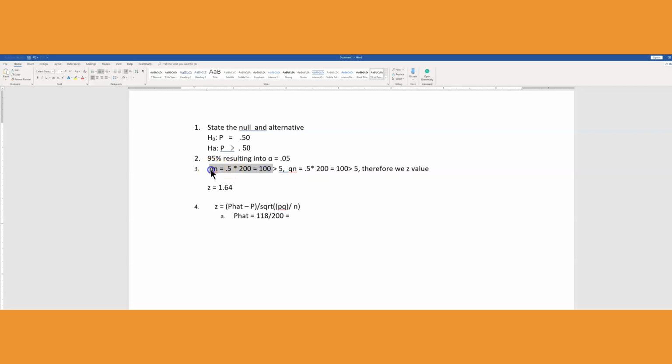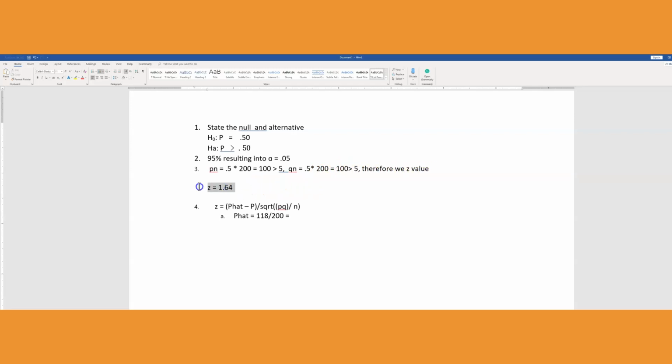Here is another test to determine whether we can use the z-score or not. Take p, which is 0.5, multiplied by n, which is 200, resulting in 100, greater than 5. And q times n, where q is 1 minus p, which is 0.5, multiplied by 200, resulting in 100, greater than 5. Therefore, we're going to use the z-value.